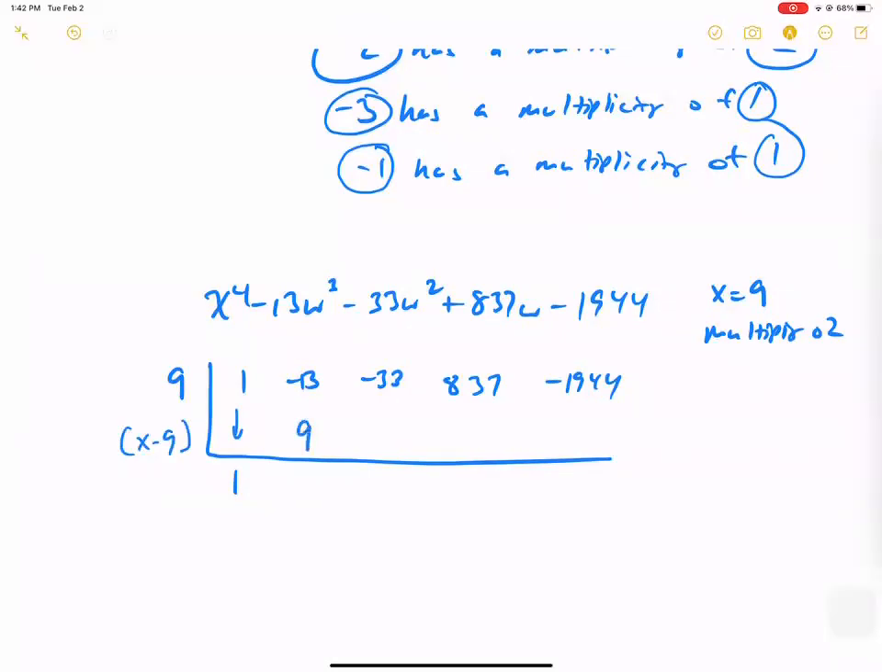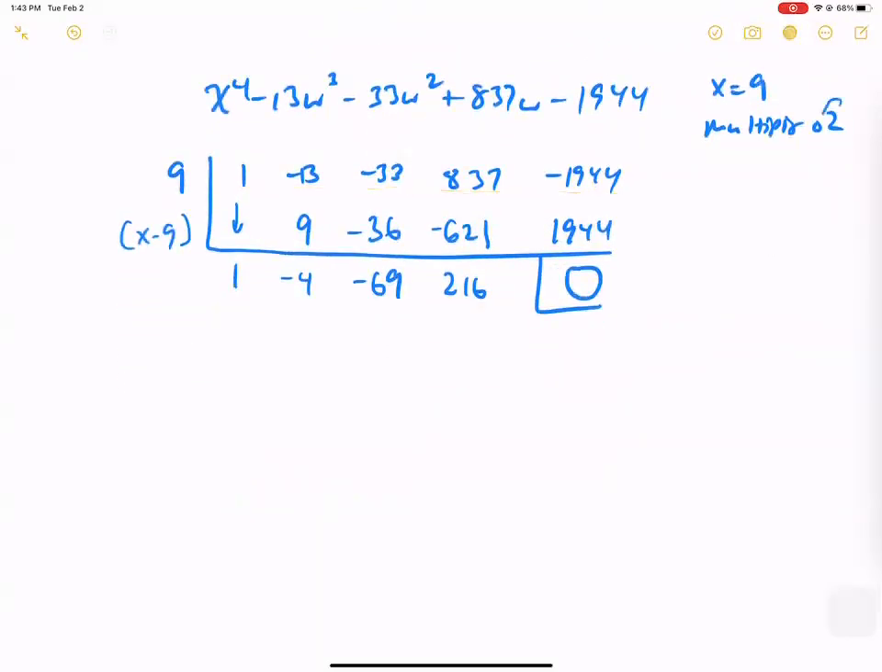Okay, times 1. 1 times 9 is 9. Negative 13 minus 9 is going to be negative 4. Negative 4 times 9 is negative 36. Negative 36 and negative 33 is going to be negative 69. Times this by 9 is 621. It's going to be a negative. So 837 minus 621 is 216. 216 times 9 is 1944. Oh my goodness, I did not even imagine that 9 was a possibility.